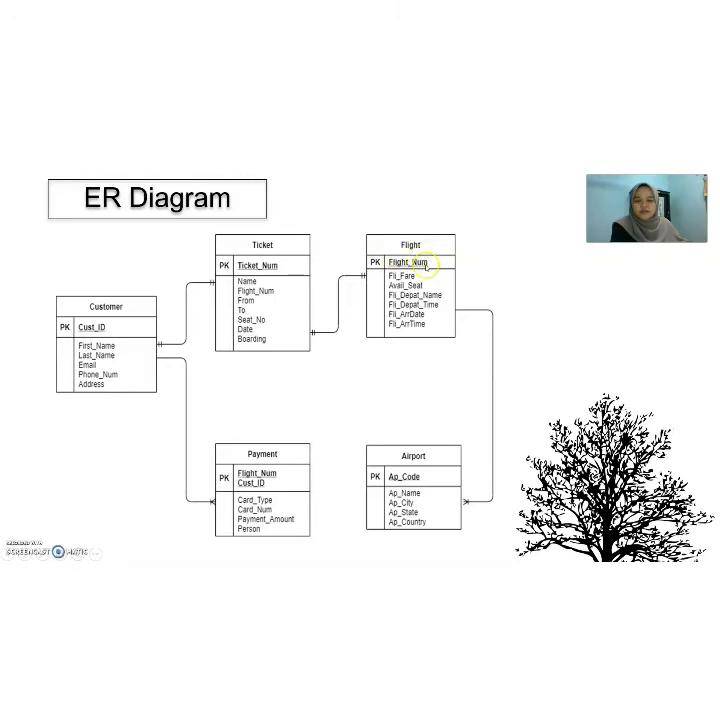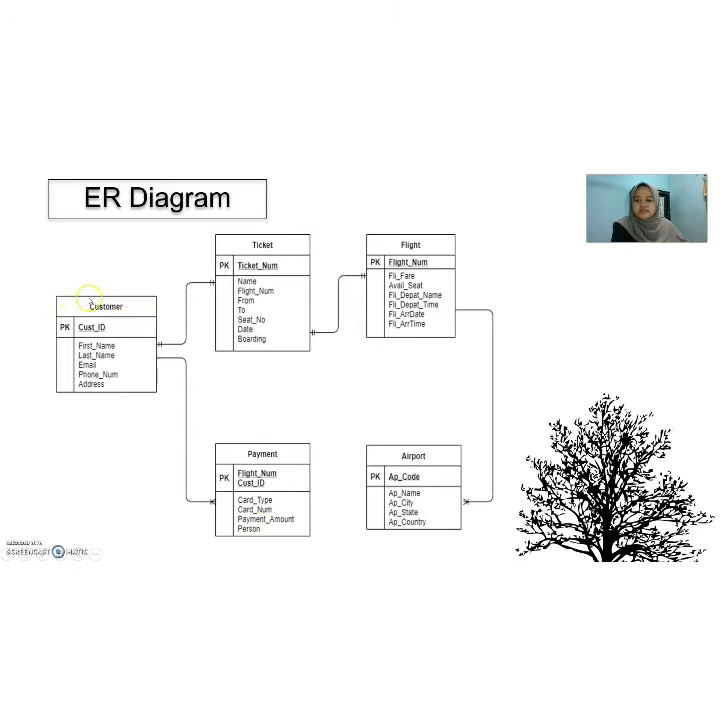Flight attributes are flight number, flight fare, available seat, flight departure name, flight departure time, flight arrive date, flight arrive time. Relationship flight to airport is 1-to-many. Airport attributes are airport code, airport name, airport city, airport state, airport country. Relationship customer to payment is 1-to-many. Payment attributes are flight number, customer ID, card type, card number, payment amount, and person.